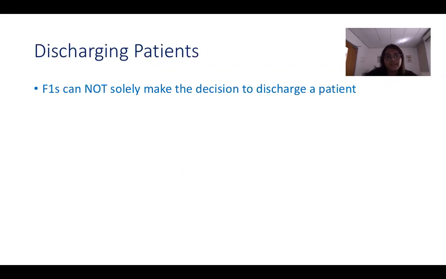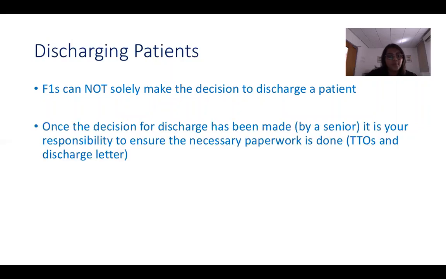Okay, so first of all, discharging patients. So the first thing to note is that F1s can't make the decision to discharge a patient. It is not an F1-led decision. It's always led by a senior. So on the wards, typically consultants will want to see patients who are nearing discharge. And when you're in AMU or A&E, clerking a patient, it will always be run by a senior who will typically come and see and make that decision. But once the decision has been made, it's your responsibility to ensure that the necessary paperwork is done. So by that, I mean TTOs and discharge letters.